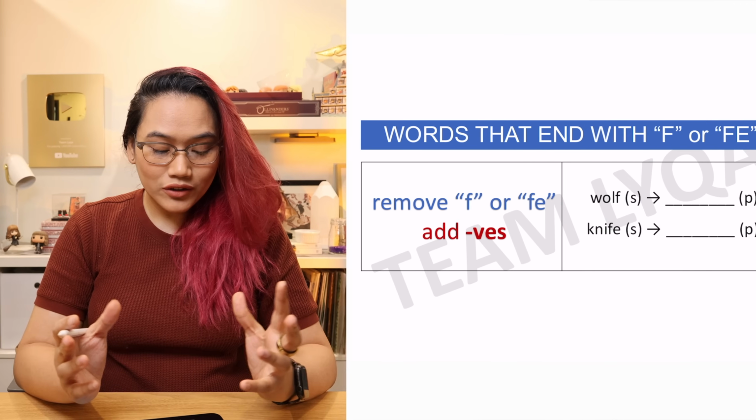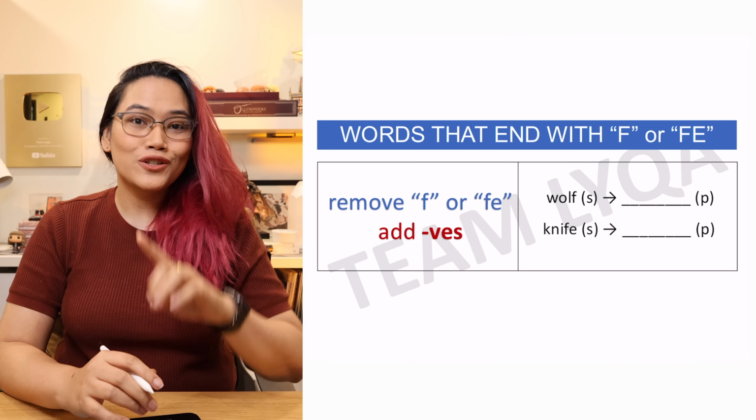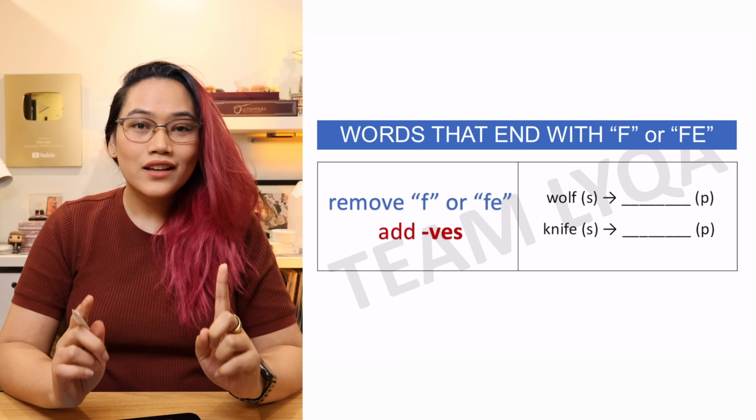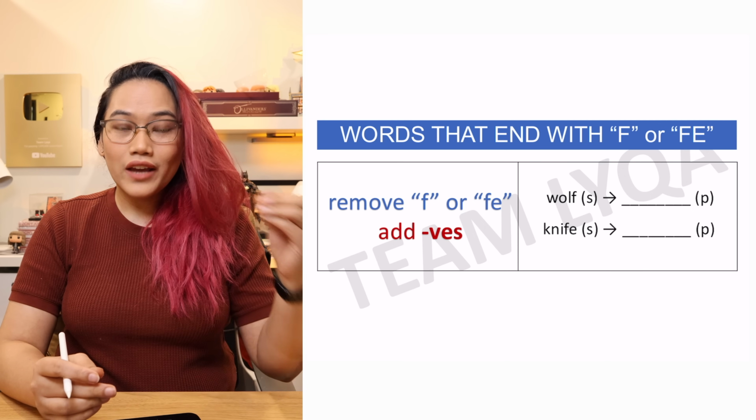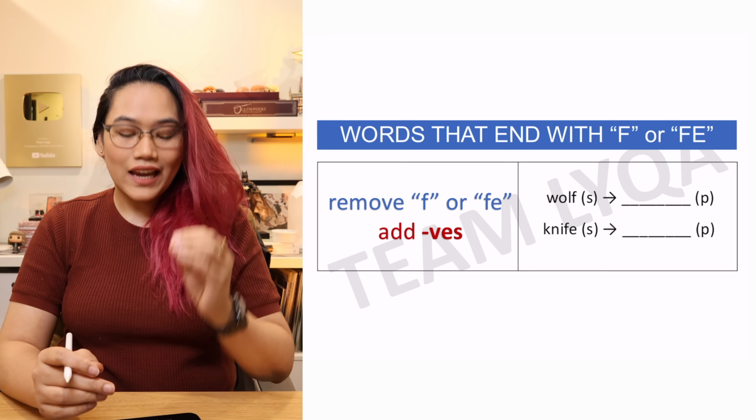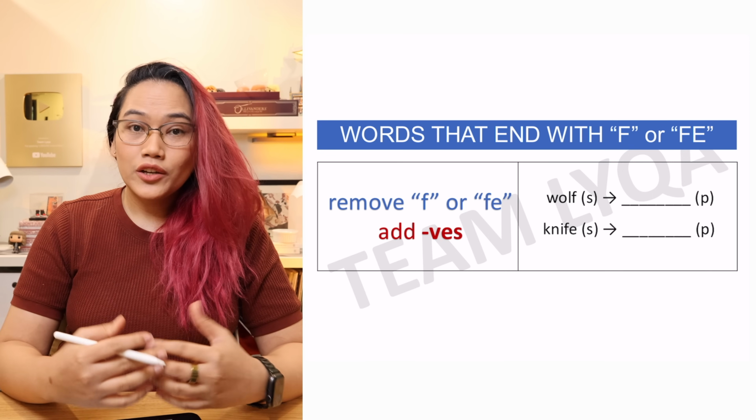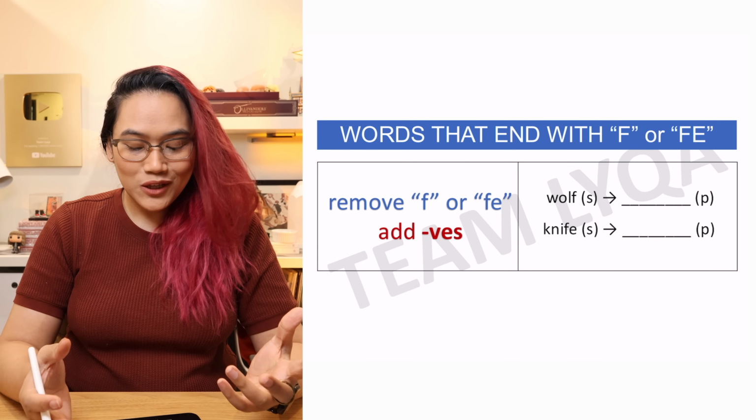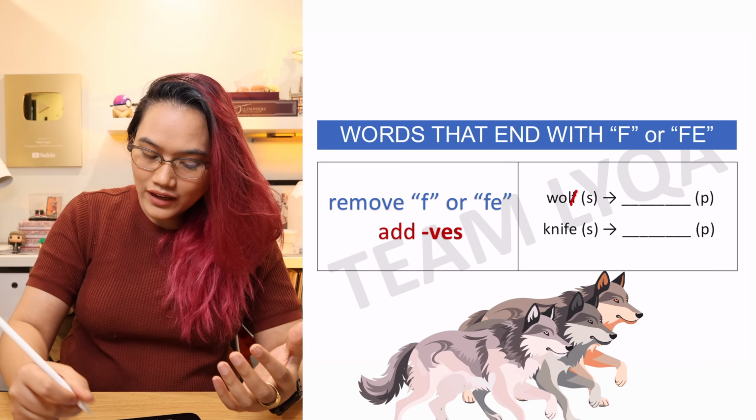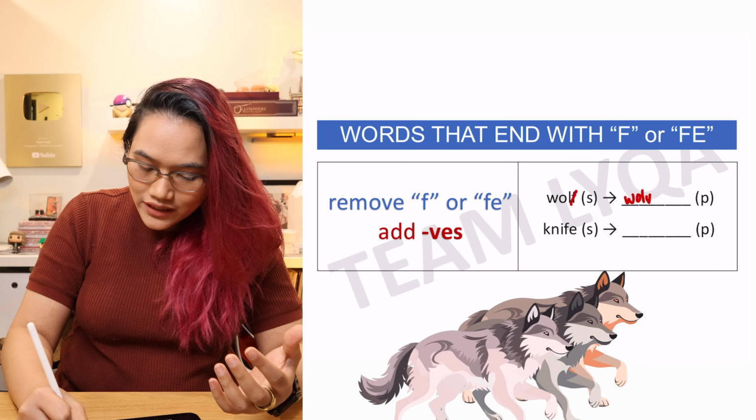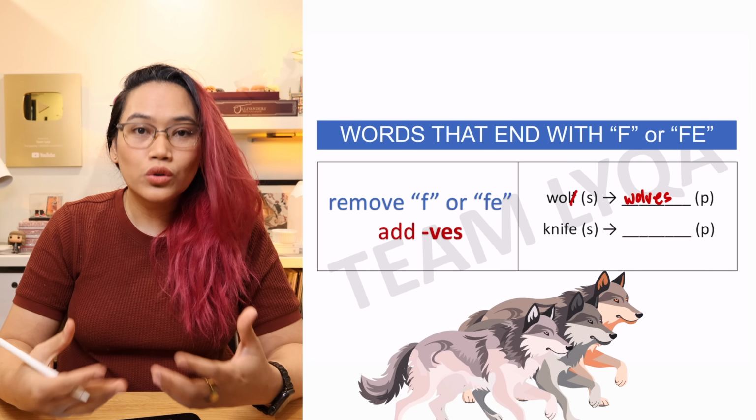Now, the first thing we need to talk about are words that end with F or FE. Now, again, there are always exceptions to this rule. But common, pagdating sa words that end with F and FE, remove F or FE sa end and add VES. An example of that would be the word wolf or lobo in Filipino. Kapag isa lang, it would be wolf. Kapag marami, we will drop the F and add VES. So the plural form of that word is wolves.